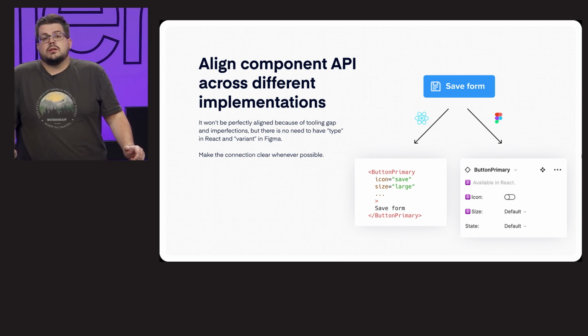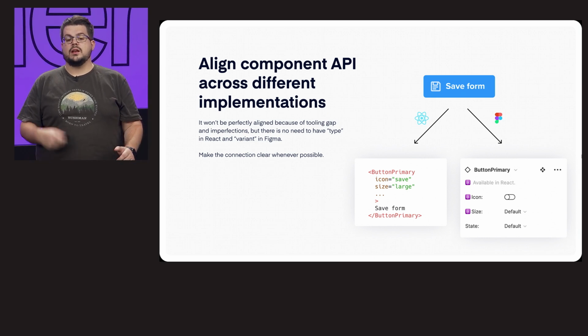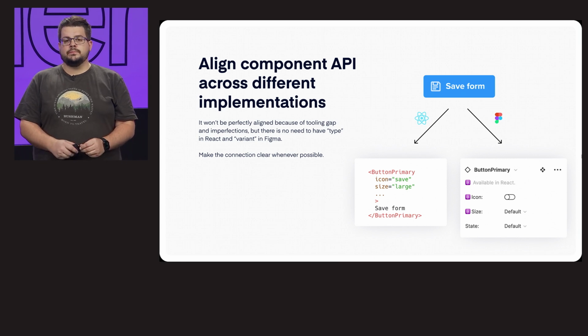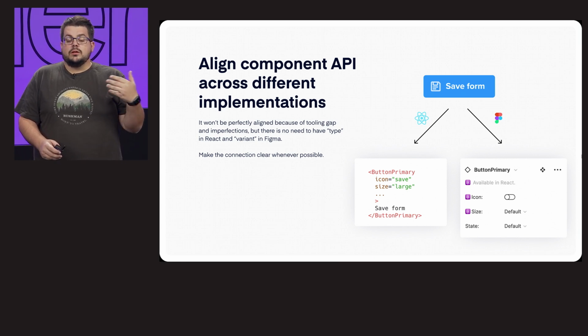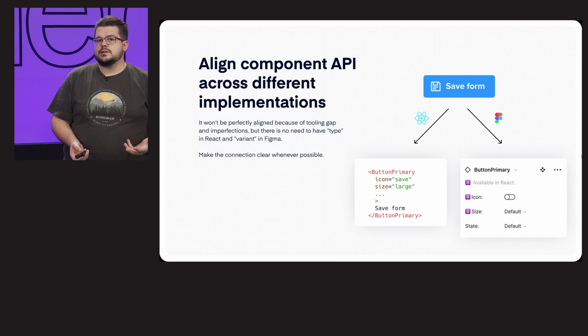One thing that is getting a lot of attention in the community is aligning component API across different implementations. What does it mean? You have a button, primary, blue one with icon, for example, with some sizes, and the name is the same in React, and the name is the same in Figma. Also, the icon property is the same in React and as a Figma variant. Also, the size and the values are the same as well.